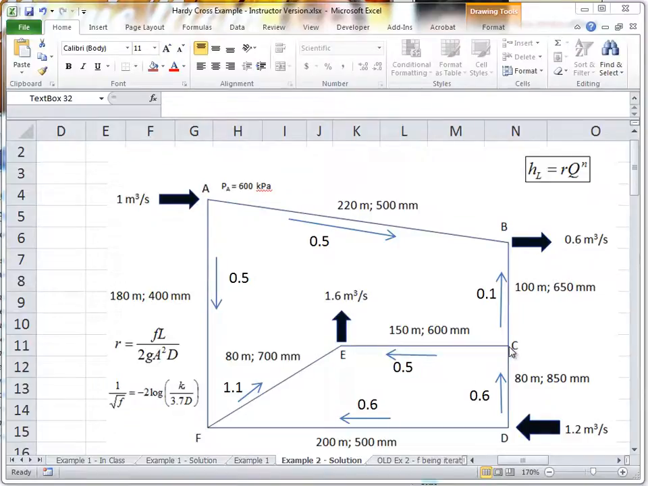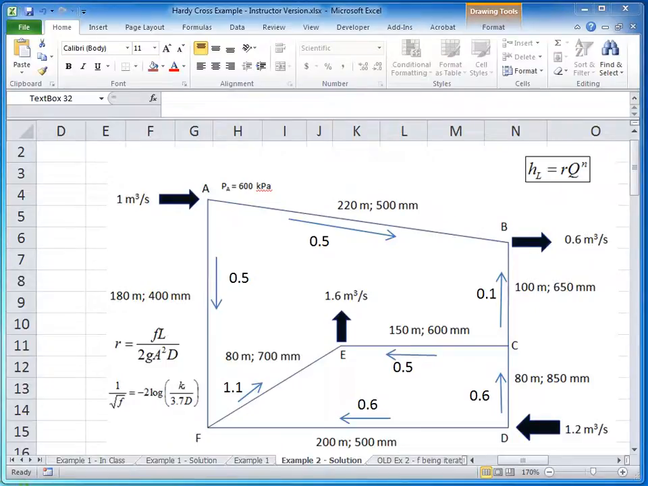So then at junction C, the 0.5 out is defined, this 0.6 coming in has previously been defined, and that leaves me with a balance of 0.1 cubic meters per second going upward from junction C towards junction B. And then finally, as a check, I make sure that the sum of the flows at junction B are equal. And so the 0.5 cubic meters per second and the 0.1 equals the 0.6 that's indicated.